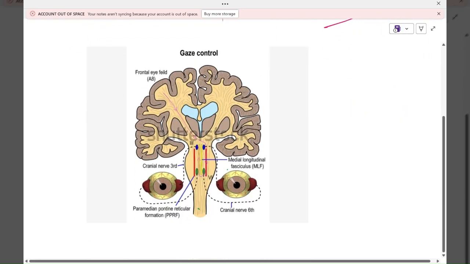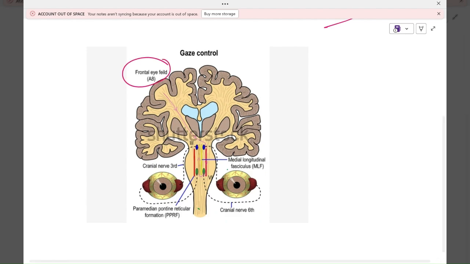The gaze pathway starts from the frontal eye field in the frontal lobe. The impulse travels through the anterior limb of the internal capsule and goes to the upper pons. It crosses to the opposite side and comes to the paramedian pontine reticular formation, which is the red tract shown in the diagram. Now the impulse goes through this PPRF and reaches the abducens nucleus of the opposite side. We are talking about the left frontal eye field, so it has reached the abducens nucleus of the right side, which supplies the lateral rectus of the right side.